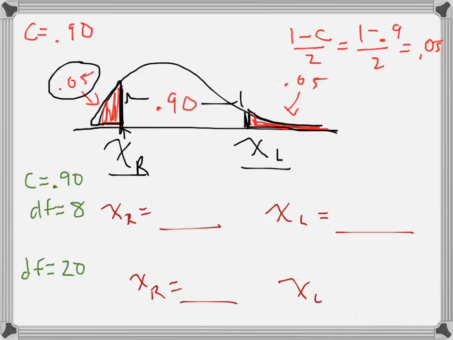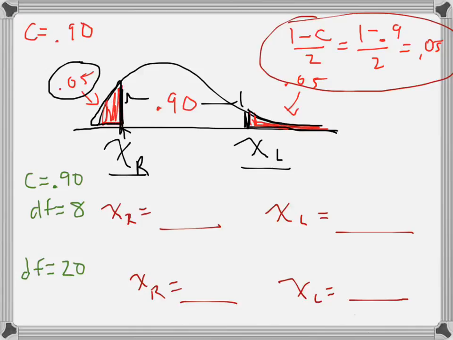Okay, so let's go on our chi-square table. Step number one is calculating this number that we already calculated, the (1 minus c) over 2. We had to do that for the critical values of z as well. So for a 90% confidence level, that area is going to be 0.05. Now let's start out on our chi-square table. If we look at that number 0.05, we line up the column with the degrees of freedom.